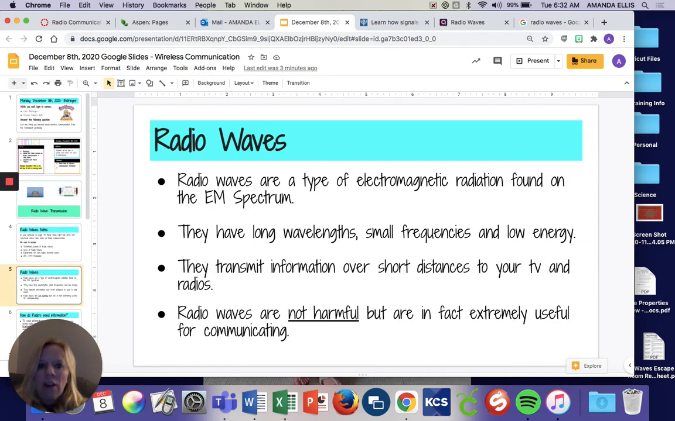So to tell you what radio waves are, we've already talked about them a little bit when we went over the electromagnetic spectrum. You know that they are found on this spectrum and they're at the far end. They have really long wavelengths, so there's a big distance between one wave to the next. They have really small frequencies and low energy. They transmit information over short distances to your TV and radios. And radio waves, while they're useful for communicating, they are not harmful.